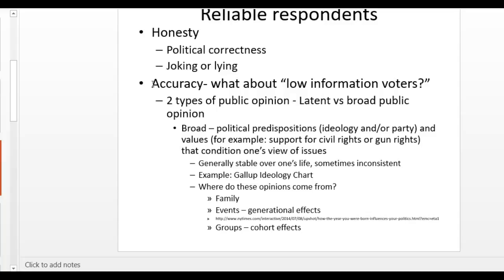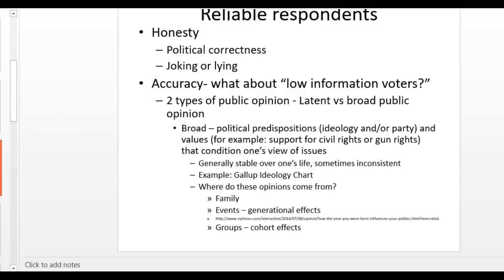There are things like political predispositions or values that condition one's views of the issues. They're expressed sometimes in terms of an ideology, like being liberal or conservative, or party affiliation: I'm a Democrat or Republican, and the Democratic Party thinks this, and the Republican Party thinks that. Sometimes they're more specific values on a particular public policy issue that condition their views of questions. These kinds of public opinions are fairly stable over one's life. Sometimes they are inconsistent. People will at the same time say that they favor less government, but also think that government should spend more money on education and roads and all kinds of other things, Medicare, Medicaid. This is one kind of public opinion.